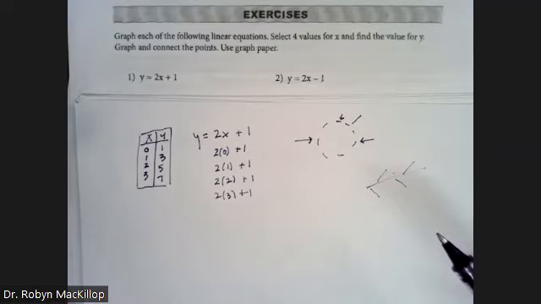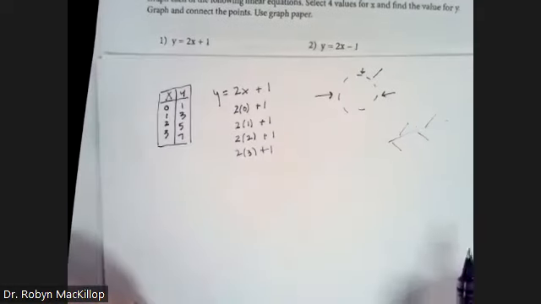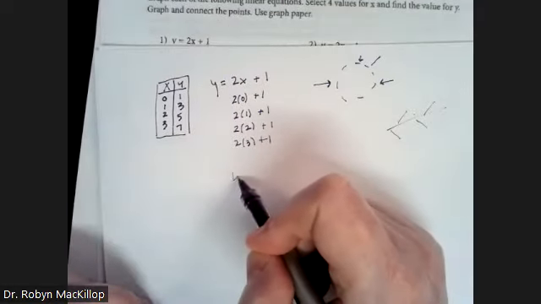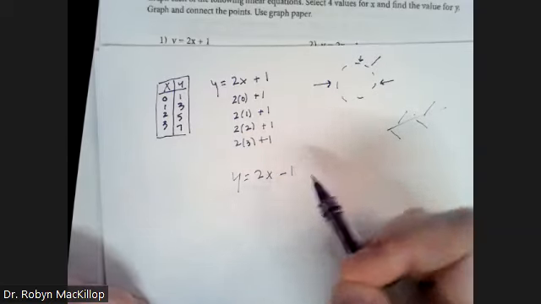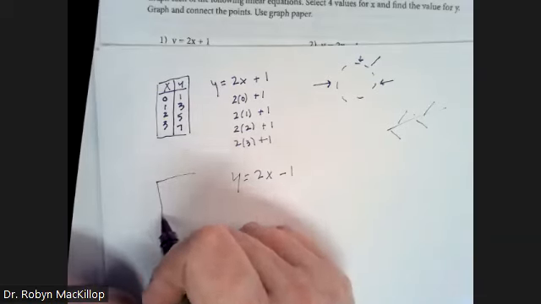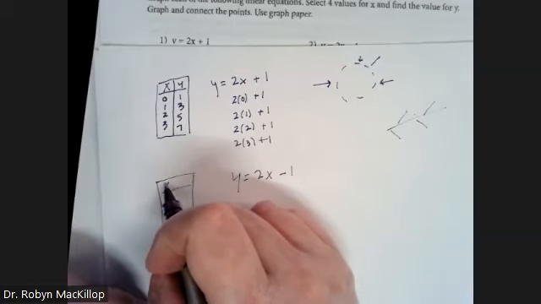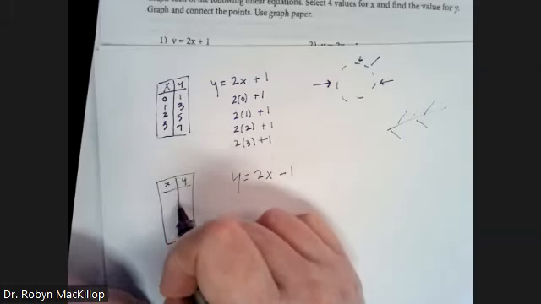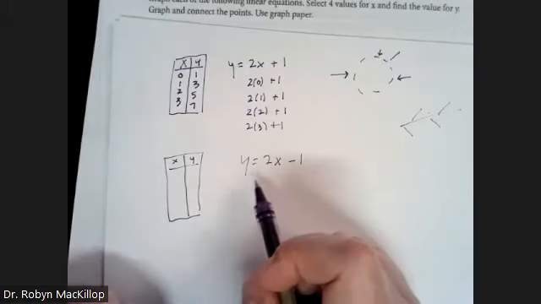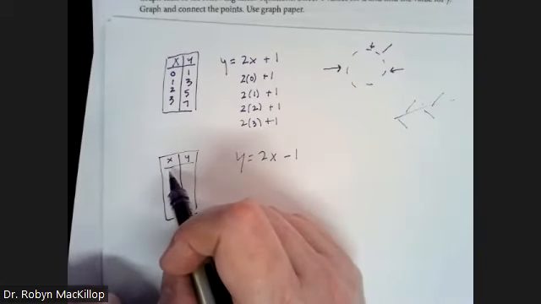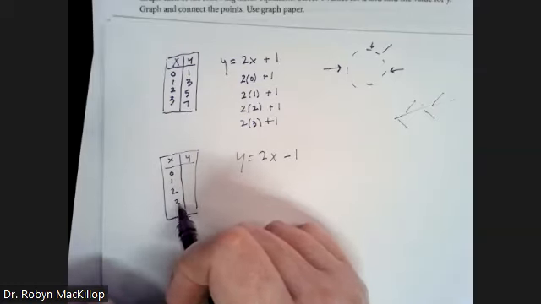Let's do number 2. That is Y equals 2X minus 1. I'm going to make my function box. And again, you don't have to do all this drawing if you don't want to. If you have a good way of keeping track of it, do it your way. So again, we're dealing with multiplication. I'm picking low numbers. I'm going to go 0, 1, 2, and 3.